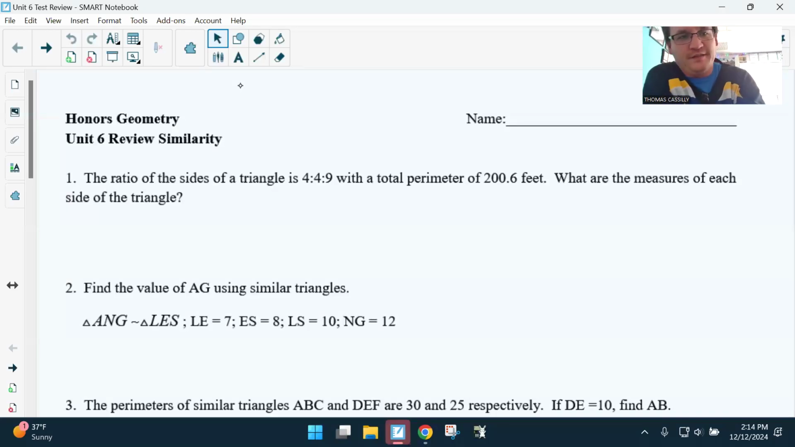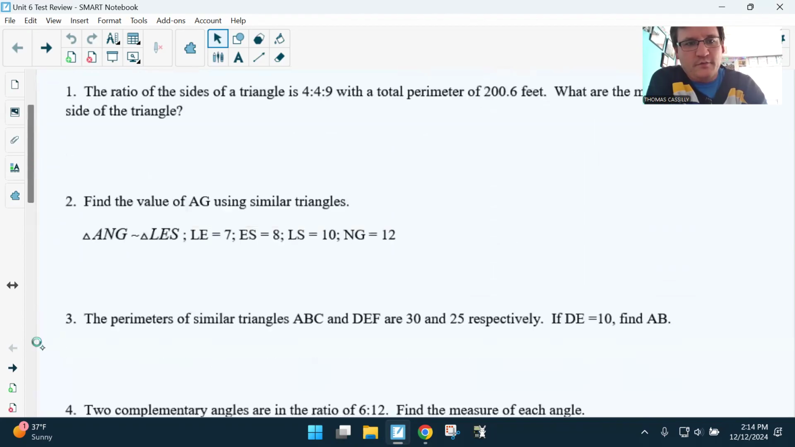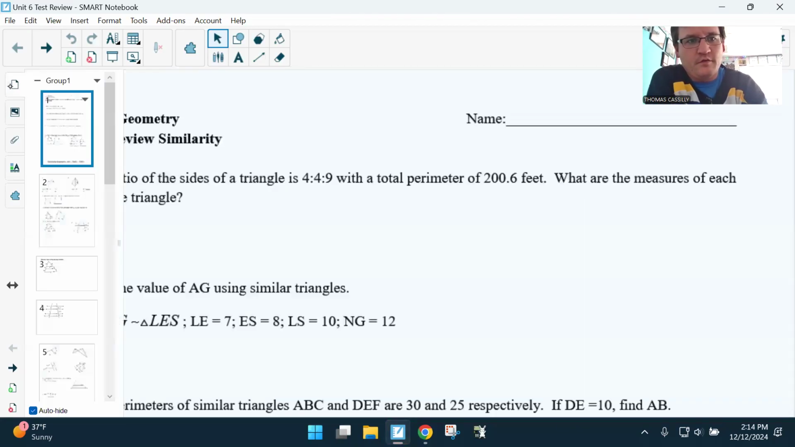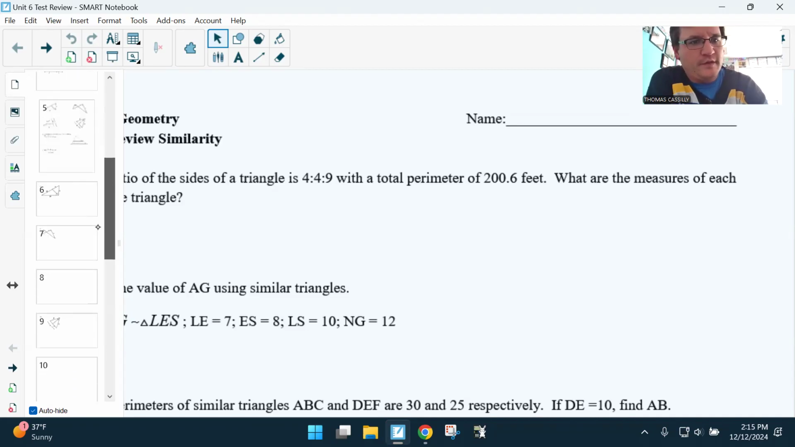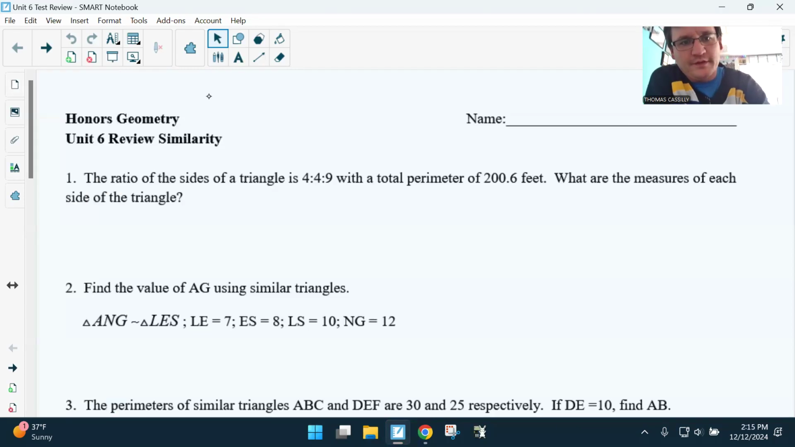Here we go. The last unit of the semester, Unit 6, Similarity. This is our test review. So you know the drill. Every page is going to be a separate video. So I think this one was 4 pages, so we should have 4 videos here. All right, so let's get to it.